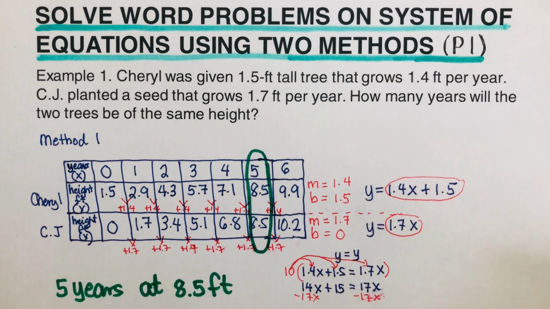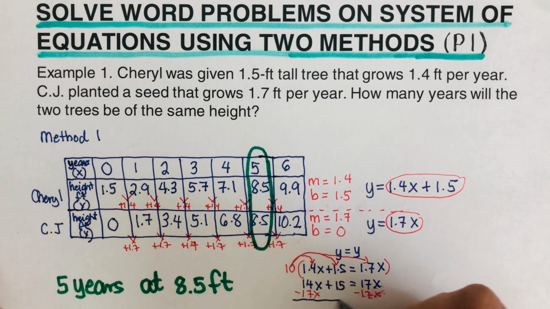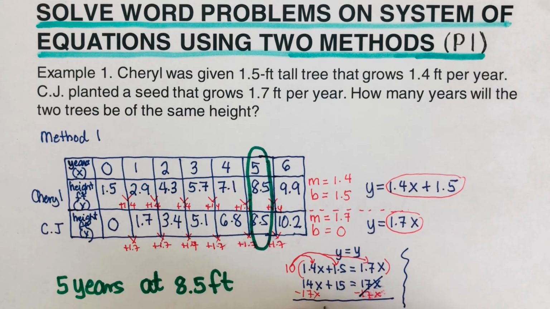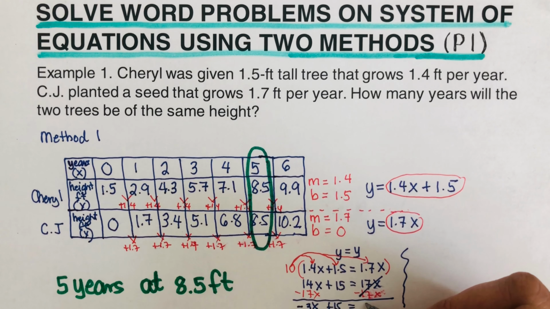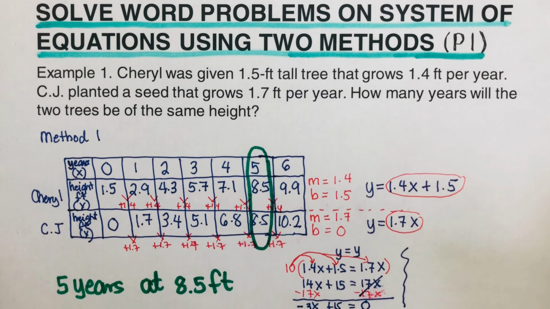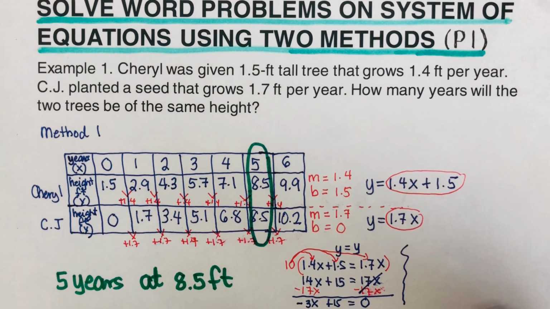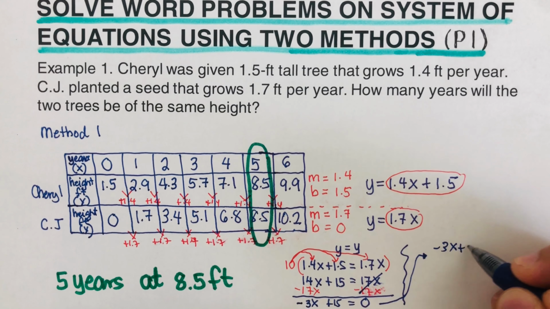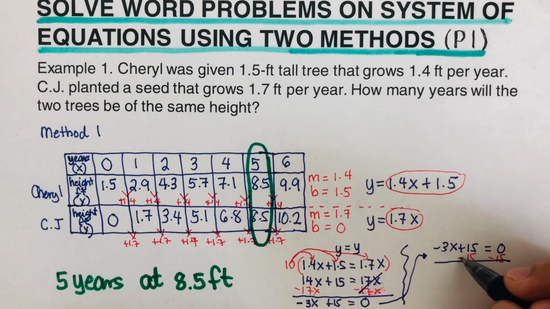So then we can cross this out. I'm just going to show the work on the side over here. That would come out to negative 3x plus 15 is equal to 0. So then from here, we can solve for x. I will show the work up here. We have negative 3x plus 15 equals 0. So we're going to subtract 15 from both sides. Then we have negative 3x equals negative 15.